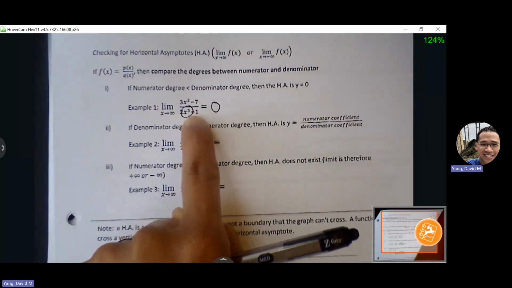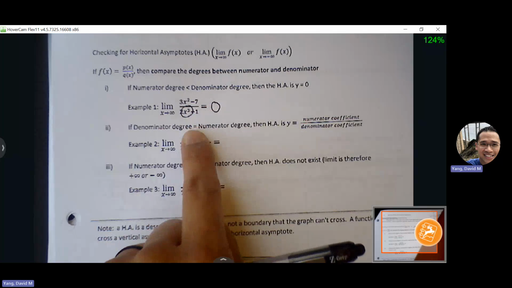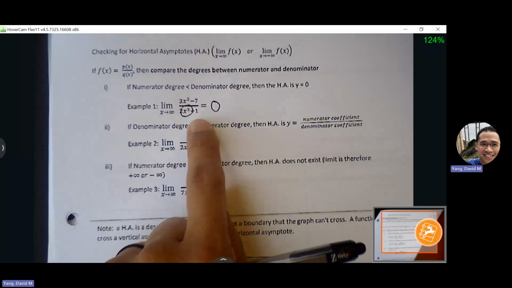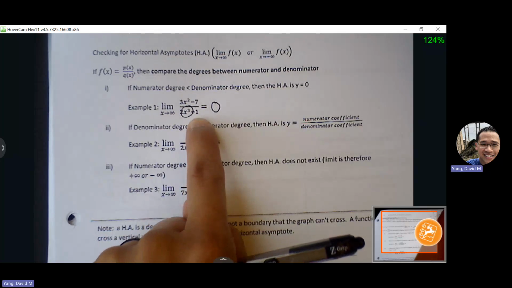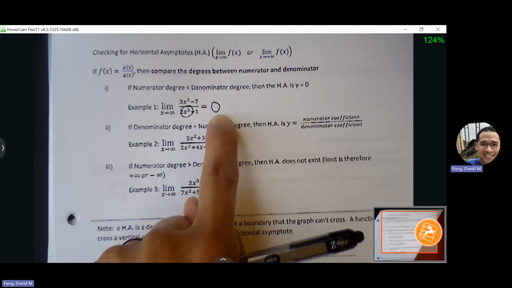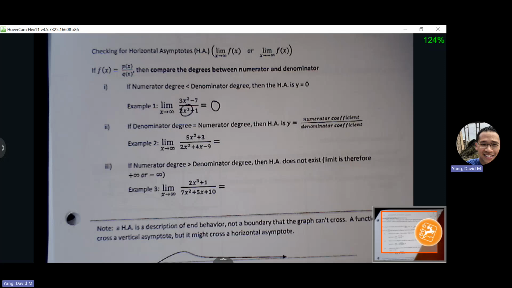And if your denominator is growing faster than your numerator, what's happening to your fraction? It's going to get smaller. And if it keeps getting smaller and smaller and smaller, eventually it's going to approach 0. Okay, so that's one way to think about it.